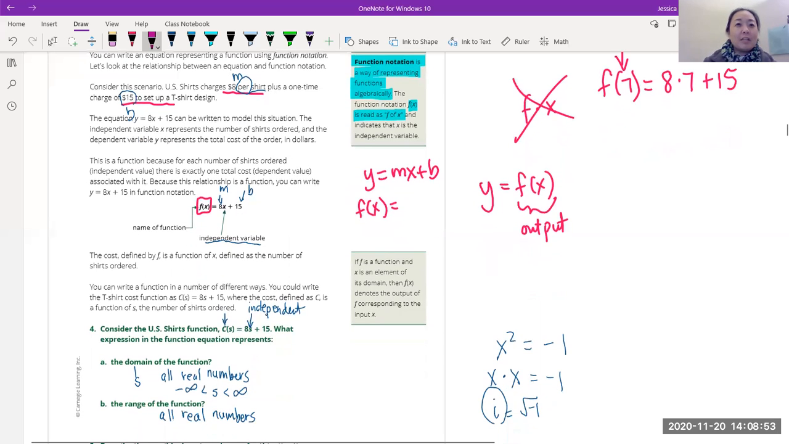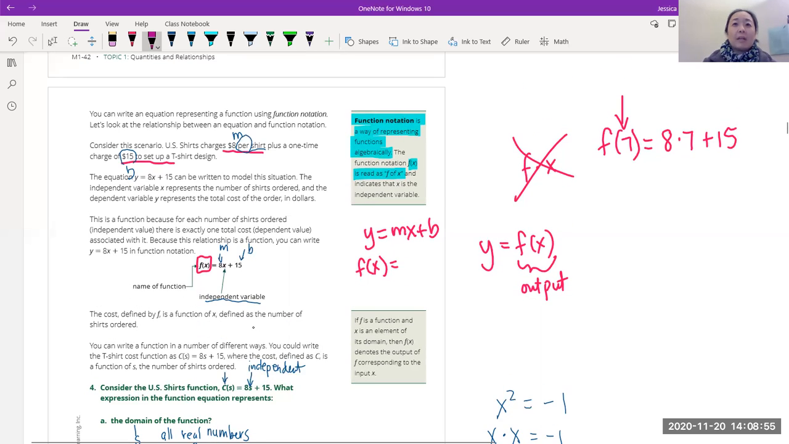And another thing that we talked about was, if we said f of 7, what does that mean? That means, what would the output be if x is equal to 7? And so everywhere you see an x, you're going to put in a 7 and find out. So it'd be 8 times 7 plus 15. And you would figure that out, and that would be your output. So we would say this is 56 plus 15. Add those up, that'd be 71. So we would just say f of 7 is equal to 71, which means if I buy 7 shirts, that's going to cost me $71.